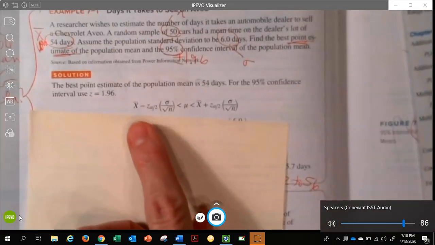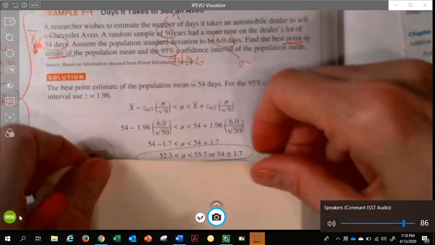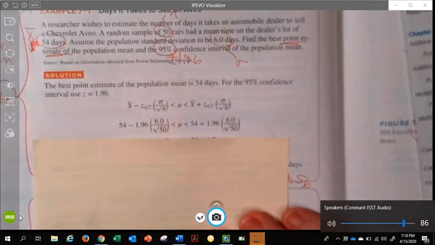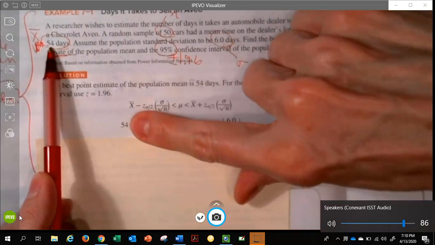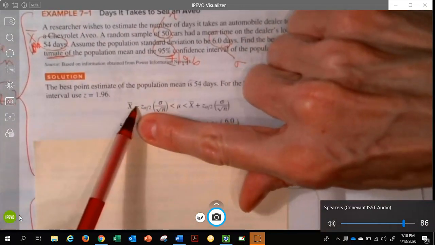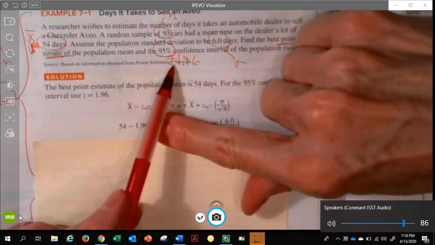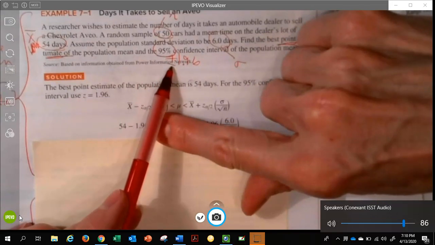So in your notes, I would write down the whole formula, and then I would go plug in pieces and parts at a time. 54, that's our mean. The minus comes from the formula. The 1.96 comes from that 95% where we're going to use adding on one side and subtracting on the other.